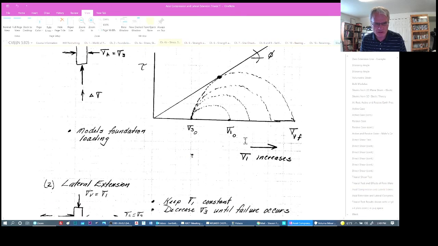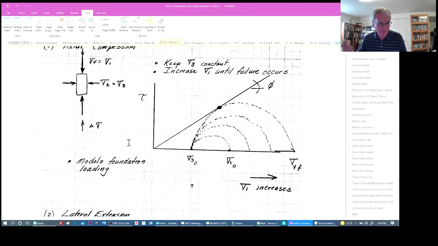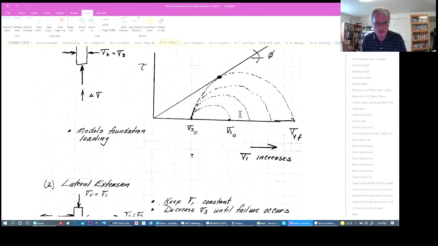So this model is similar to what would happen when we take a foundation and put some type of vertical element like a column or wall and place load on it. So this is quite a common loading situation.